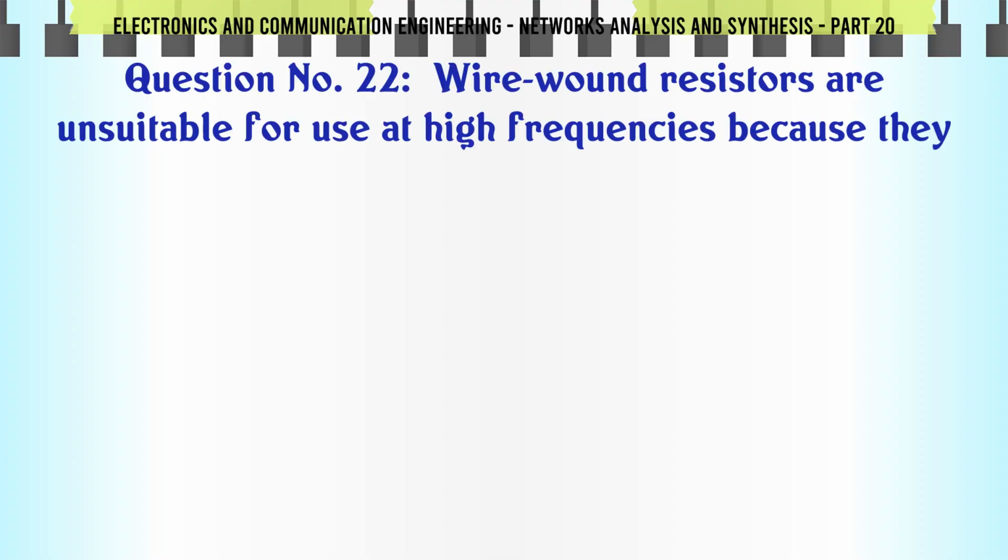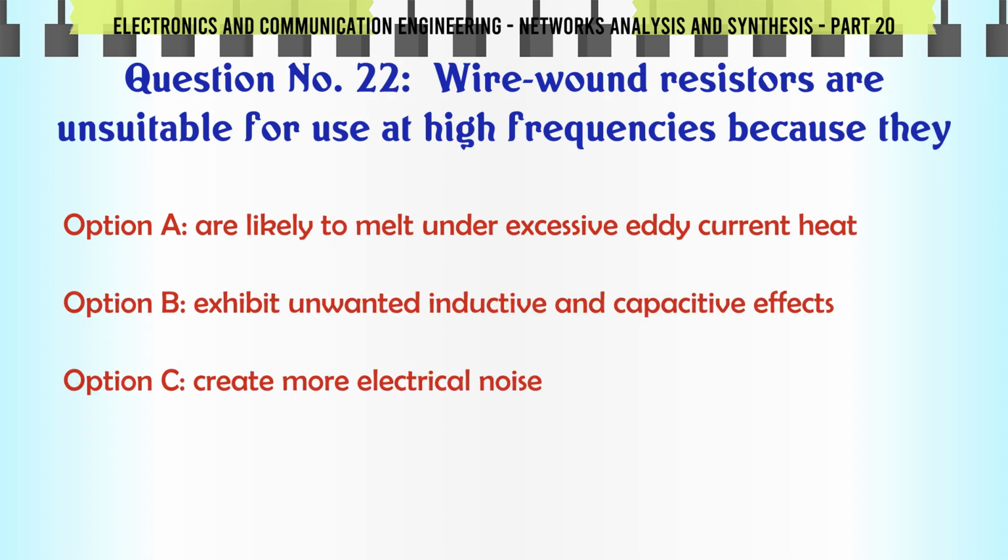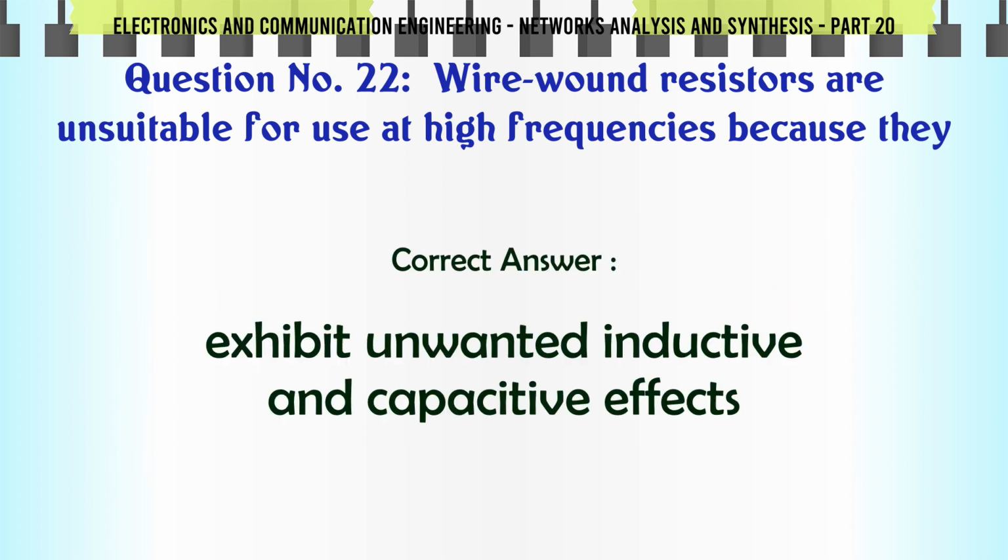Wire-wound resistors are unsuitable for use at high frequencies because they A. Are likely to melt under excessive eddy current heat, B. Exhibit unwanted inductive and capacitive effects, C. Create more electrical noise, D. Consume more power. The correct answer is exhibit unwanted inductive and capacitive effects.